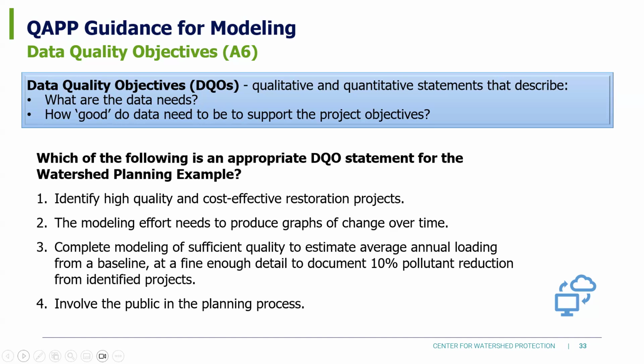One would be identify high quality and cost-effective projects. Two, the modeling effort needs to produce graphs of change over time. Three, complete modeling of sufficient quality to estimate average annual pollutant loading from a baseline at a fine enough detail to document 10% pollutant load reduction from identified projects. Or four, involve the public in the planning process. Any ideas?